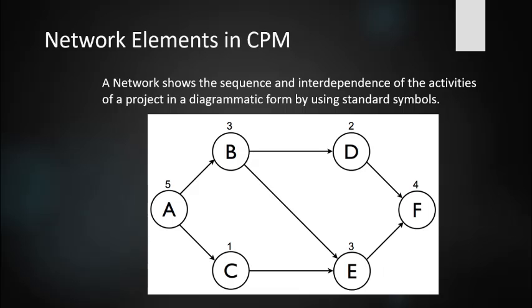Here there is a sample network. So A, B, C, D, E, F up to F is there. The first activity starts with A and ends with F. In between, we have represented each activity with arrow marks, A to B, B to D, D to F, right?